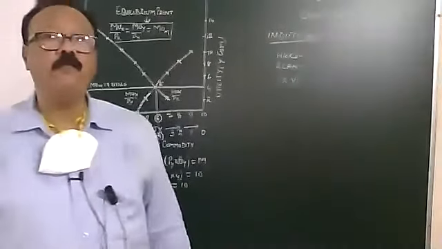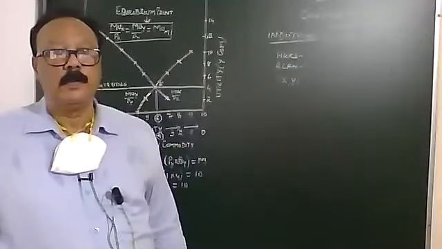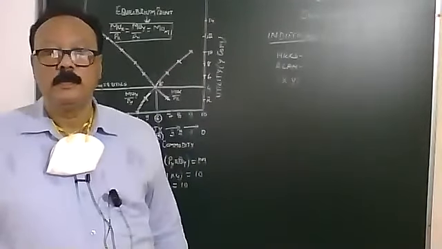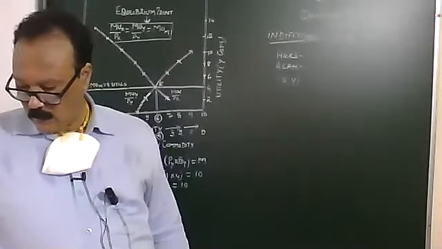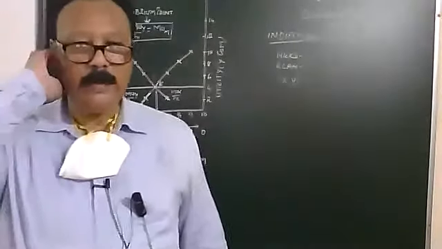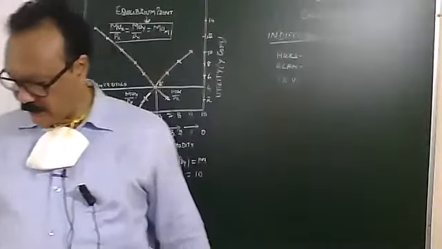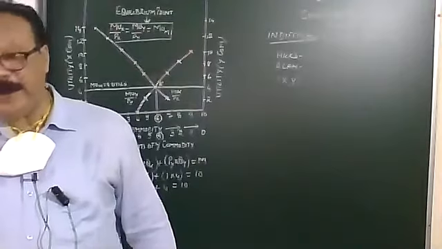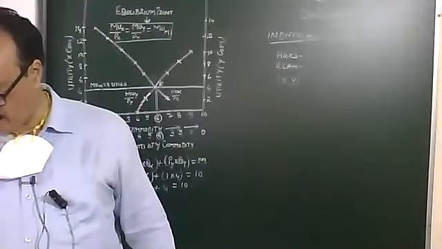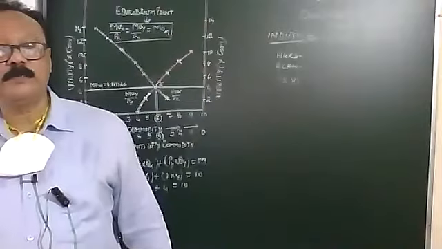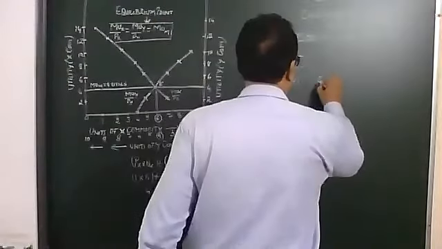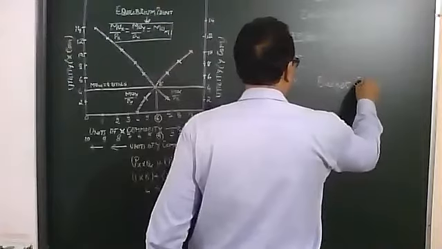And the collection of all the bundles that a consumer can buy with his income at the prevailing market price is called a budget set.